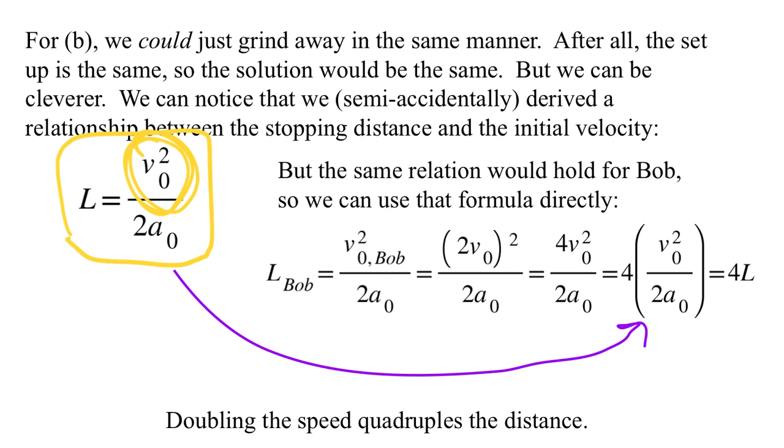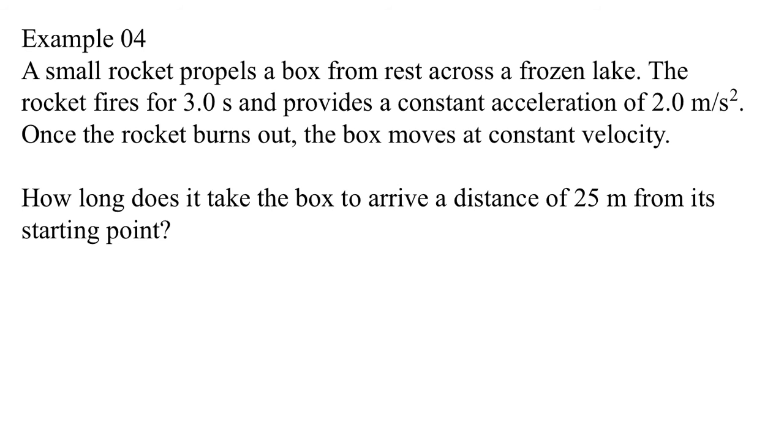That kind of thing. Example 4. A small rocket propels a box from rest across a frozen lake. The rocket fires for 3 seconds and provides a constant acceleration of 2 meters per second squared. Once the rocket burns out, the box moves at constant velocity. How long does it take the box to arrive at a distance of 25 meters from its starting point?